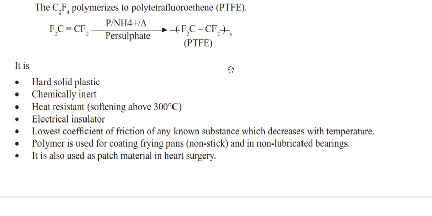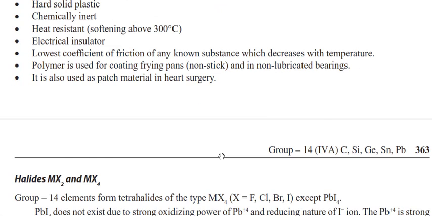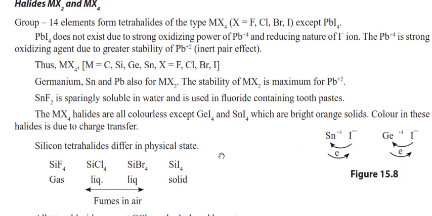The black colored utensils in your home are PTFE, okay. It is chemically inert, heat resistant and an electrical insulator, with the lowest coefficient of friction of any known substance, which decreases with temperature, and it is also used as patch material in heart surgery.